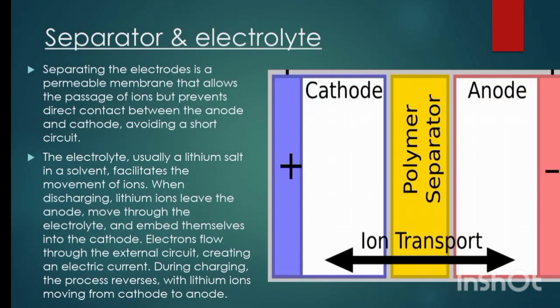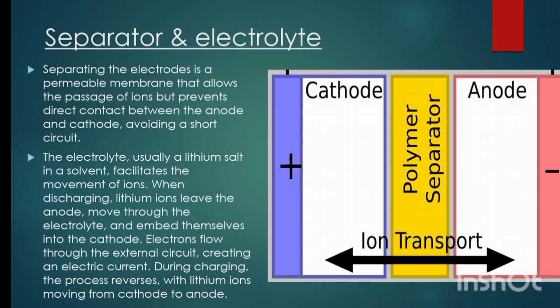Separator and electrolyte. Separating the electrodes is a permeable membrane that allows the passage of ions but prevents direct contact between the cathode and anode, avoiding a short circuit. The electrolyte usually used in lithium ion batteries is a lithium salt in solvent, which facilitates the movement of ions.